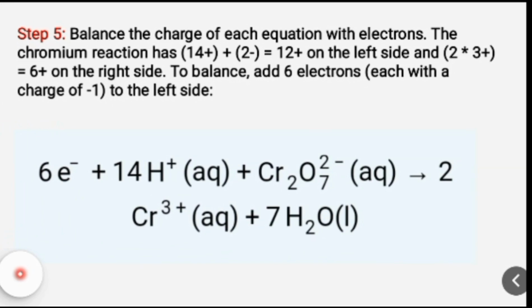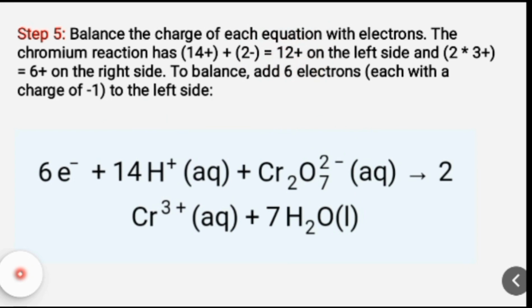Therefore, to balance the charges, we have 14 plus and minus 2. You know, when you see charges at the top of elements and compounds, it means that those are the charges of the elements or the compound respectively. Therefore, we have plus 14 plus minus 2 from the chromium oxide to give us a total net charge on the left hand side of plus 12. That's for the left hand side.